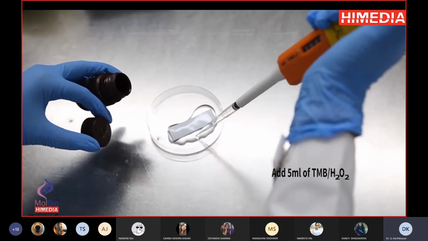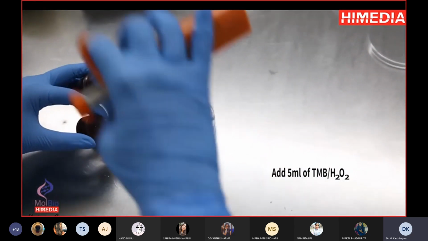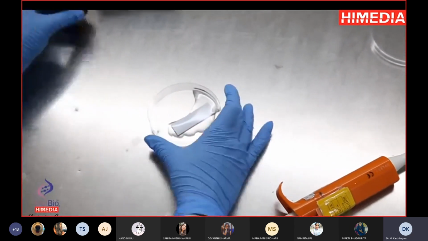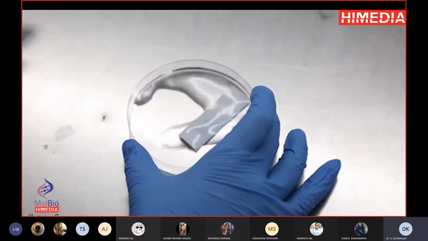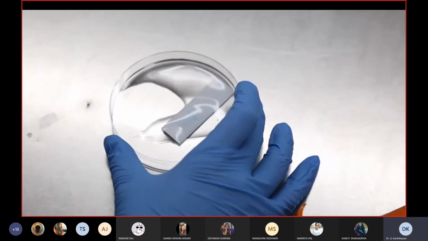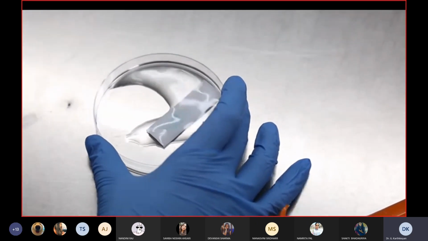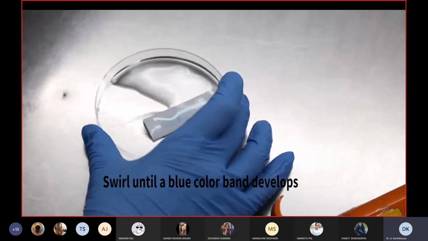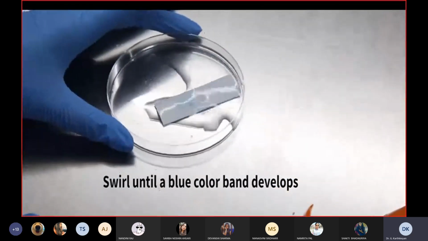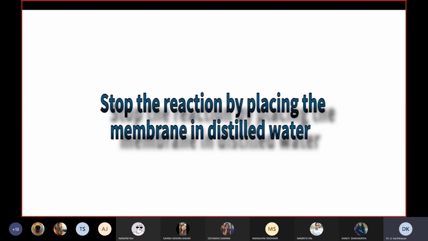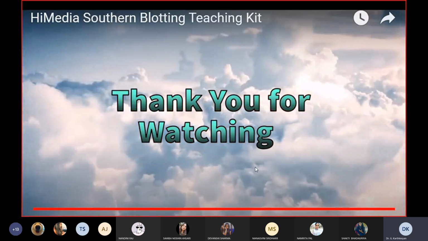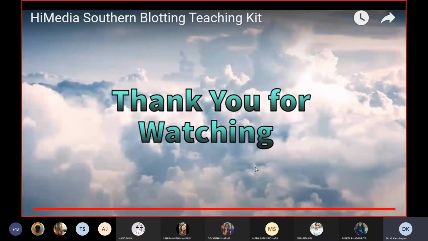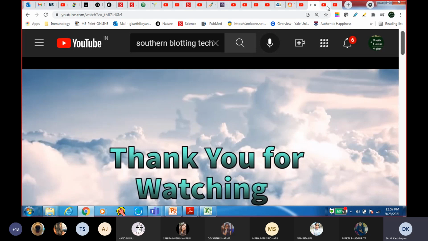Add 5 ml of TMB with H2O2. Swirl until a blue color band develops. Stop the reaction by placing the membrane in distilled water. Okay, so this was a colorimetric detection, right?